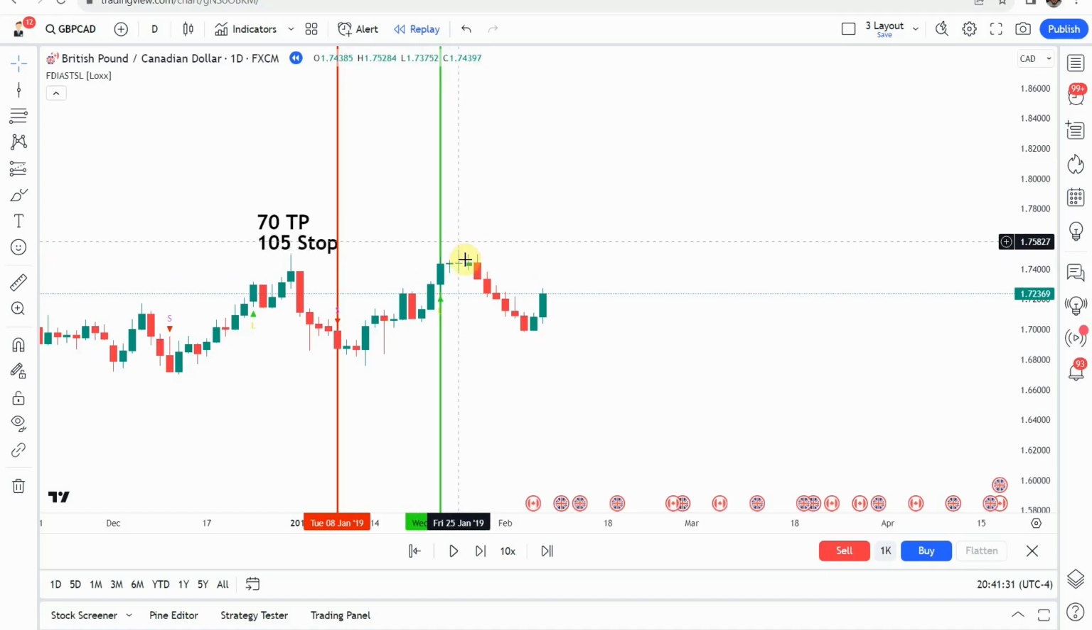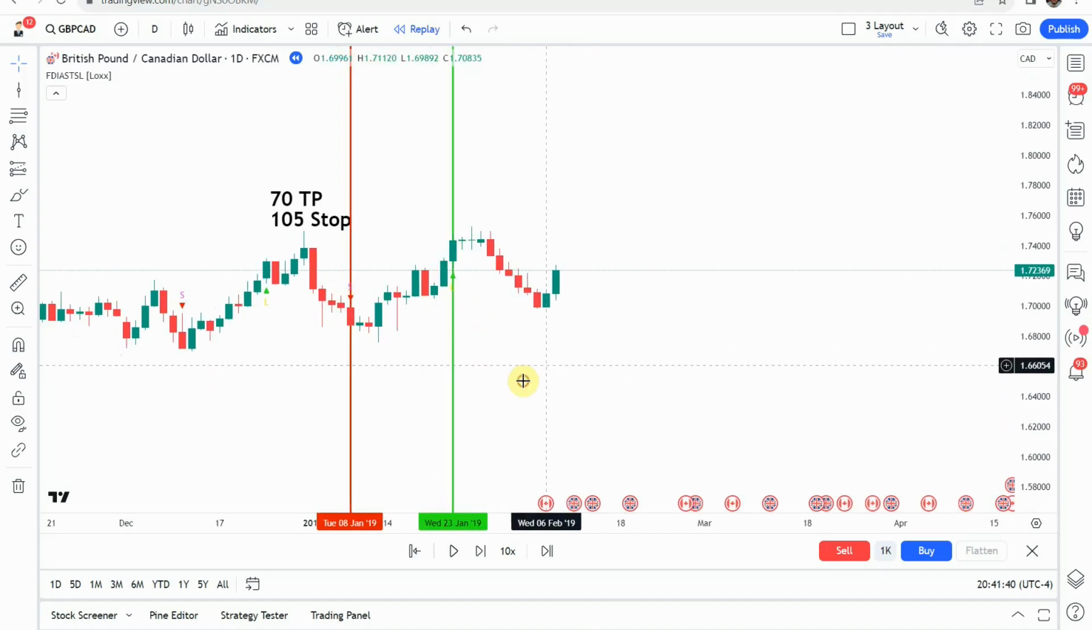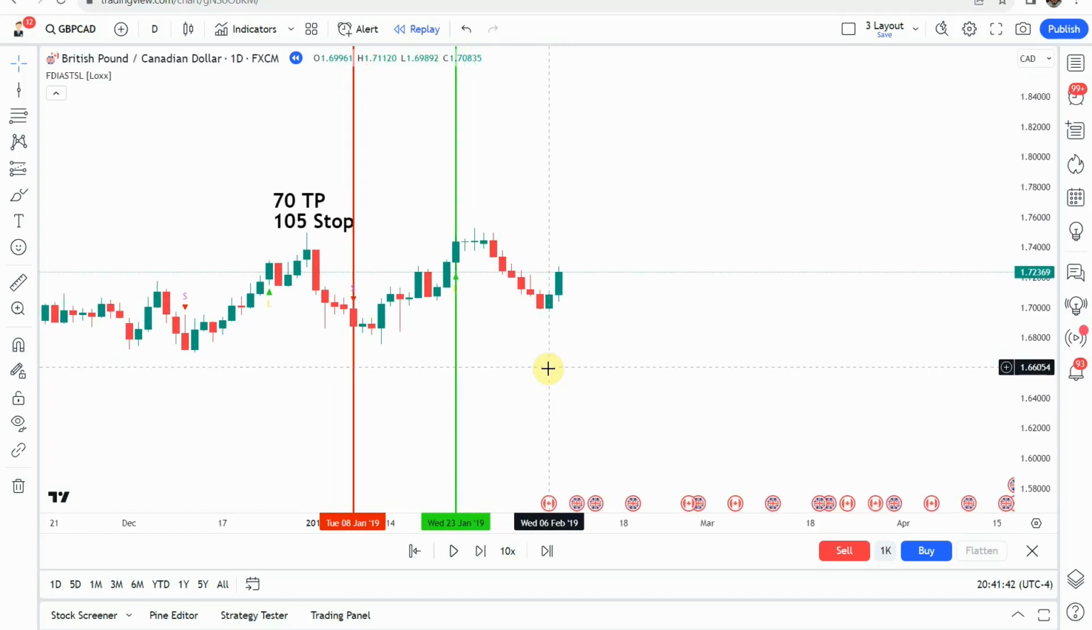We make a little bit of a push to the upside here. It is enough to hit that 70 pip take profit before it then rolls over and makes this push to the downside. So that one does get us to our take profit. Let's go ahead and continue on.